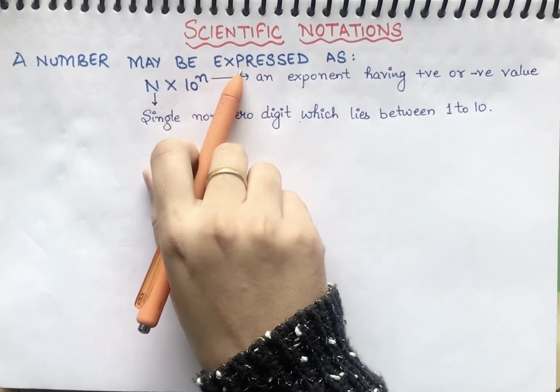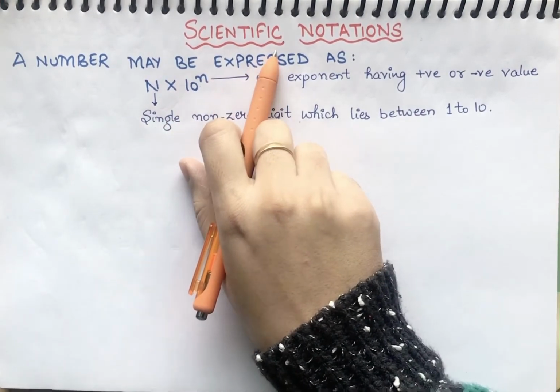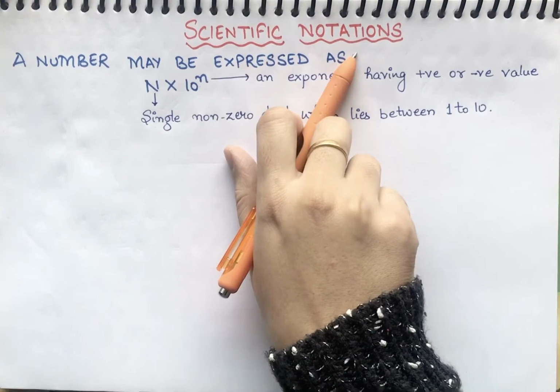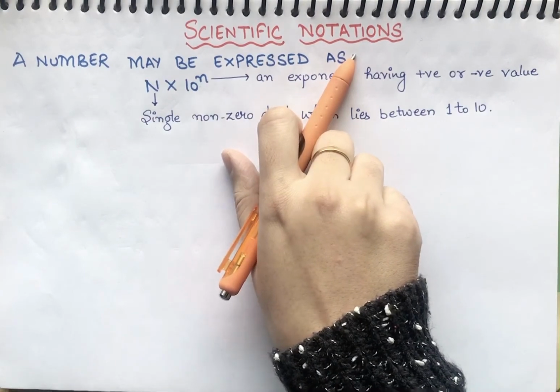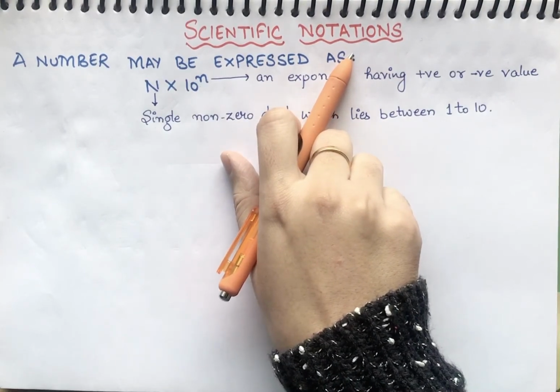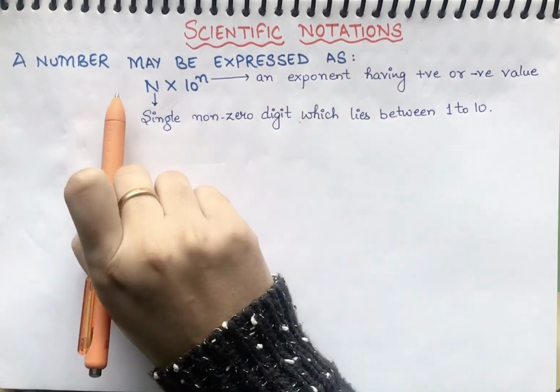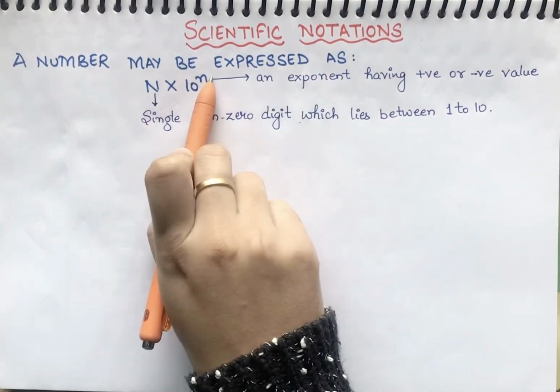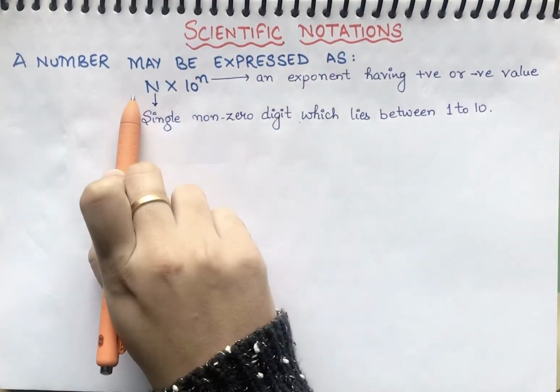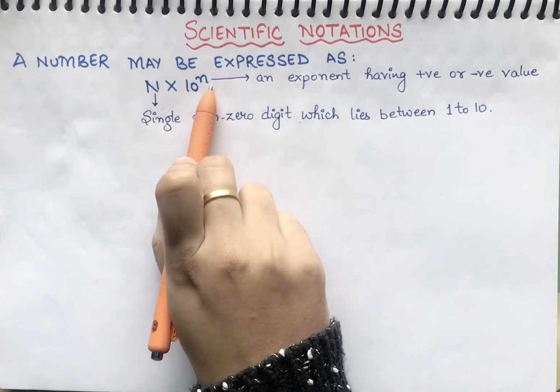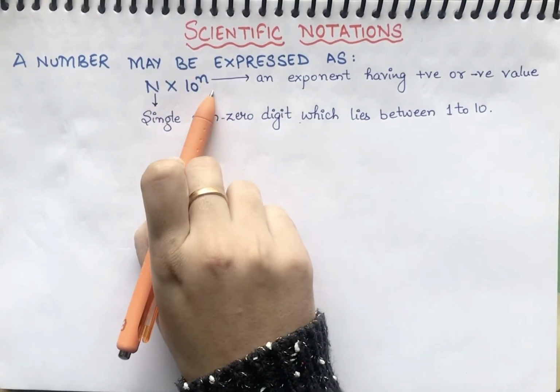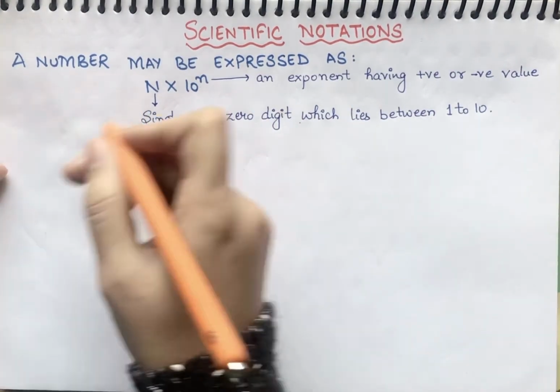Okay, so there is a small lecture with which you can understand what scientific notation is and how you can express your larger values in short form. Okay, so let's see the definition. A number expressed as n into 10 raised to power n is known as scientific notation.